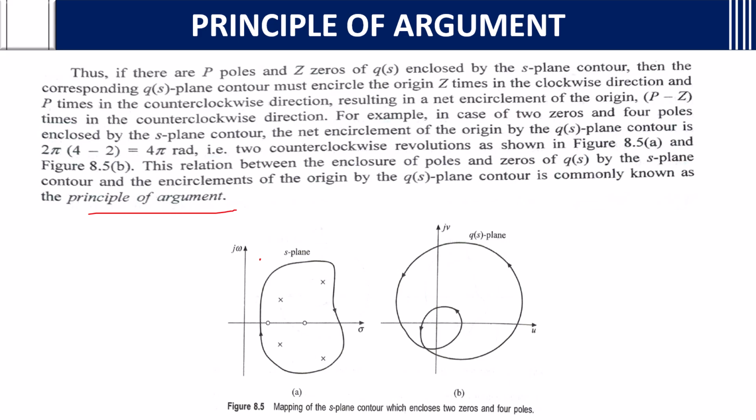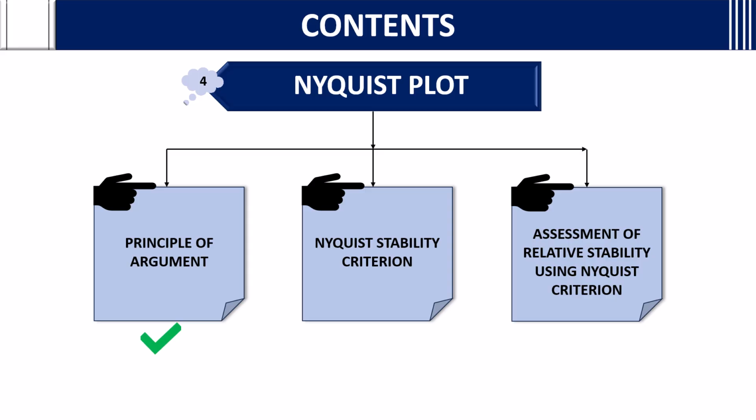This is nothing but the principle of argument. So this completes the principle of argument. I hope you understood. There is so much theory, but you should just remember what the principle of argument means. If only one zero is present inside the contour, it will go clockwise once, and if one pole is present in the contour, it will go anticlockwise once. And if there are both poles and zeros, then you need to take poles minus zeros. For example, 4 minus 2, so 2 times it is going to encircle the origin in the anticlockwise direction.